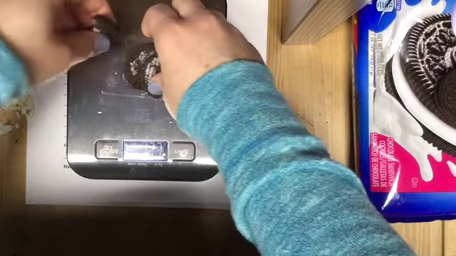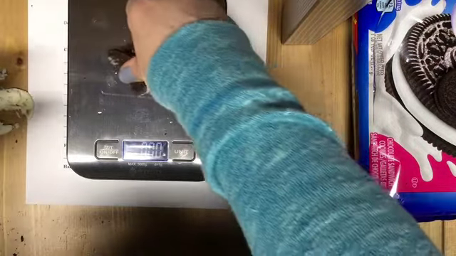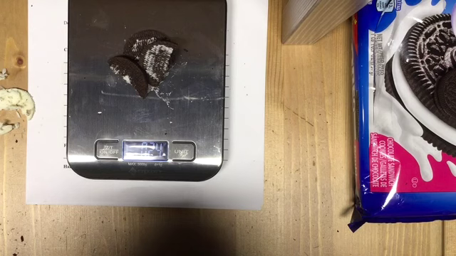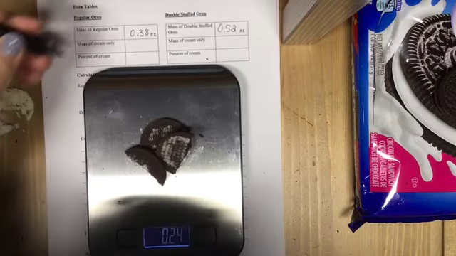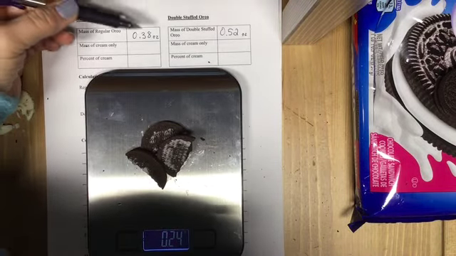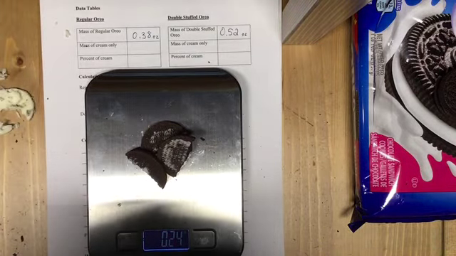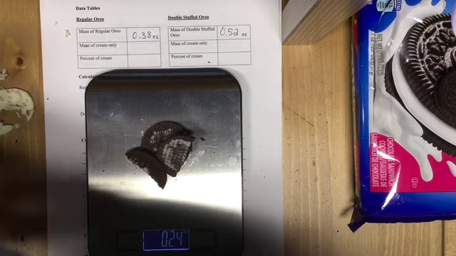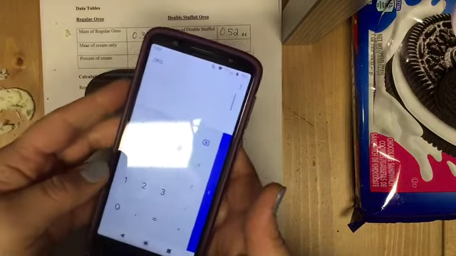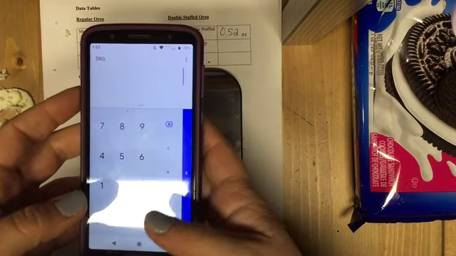All right, oopsie. I want to make sure it's at 0. Okay, and I get 0.24 ounces. Now that's not the mass of my cream, which is actually what I need for my data table. That's the mass of the cookie, right? So I need to subtract those numbers. Okay, so I'm going to grab my handy dandy calculator here.